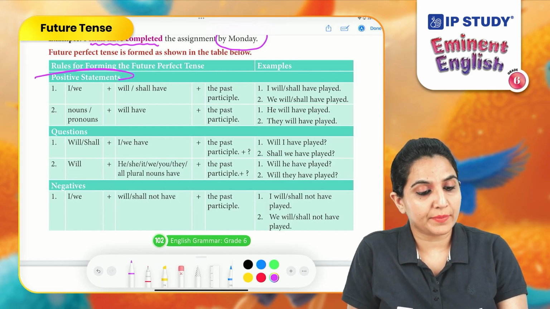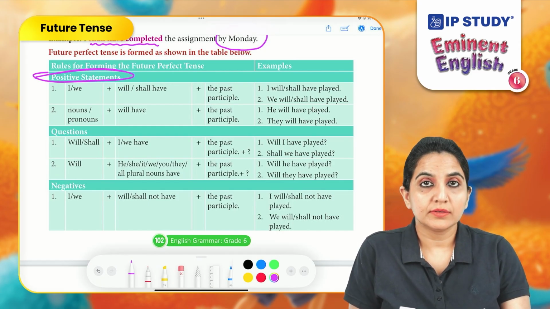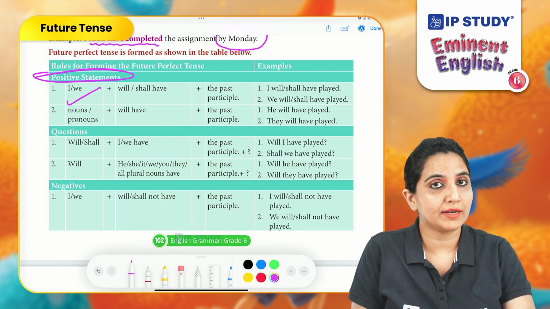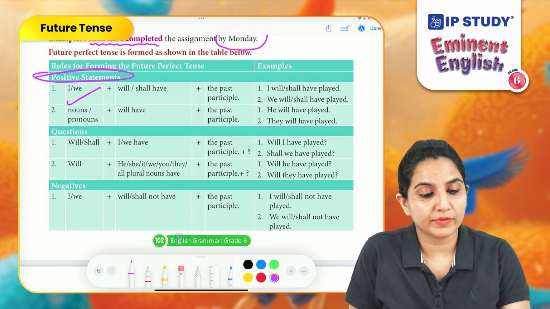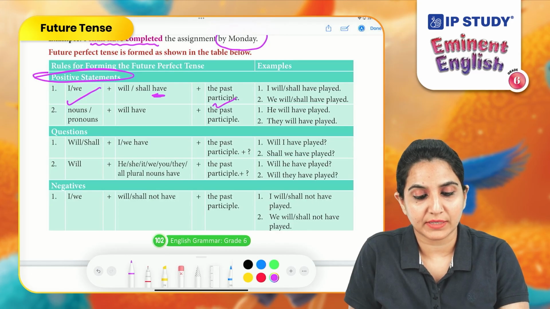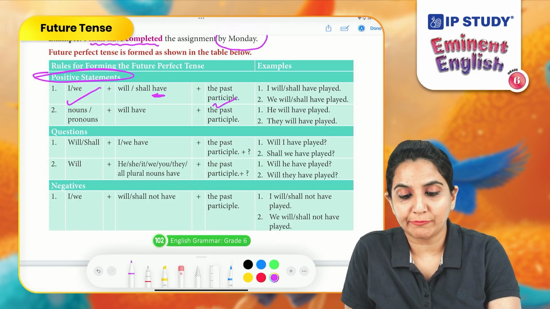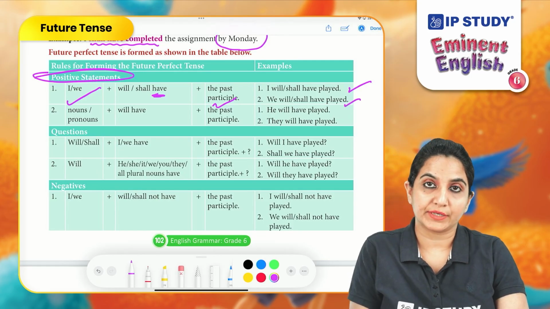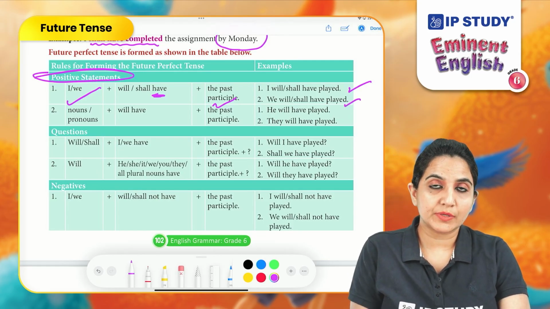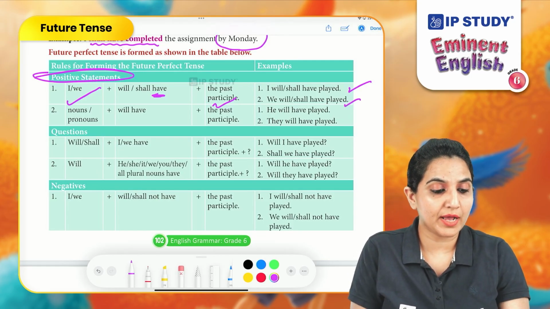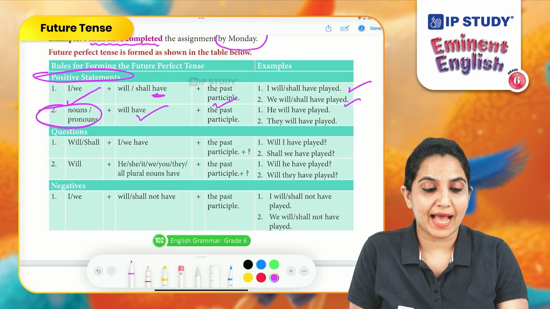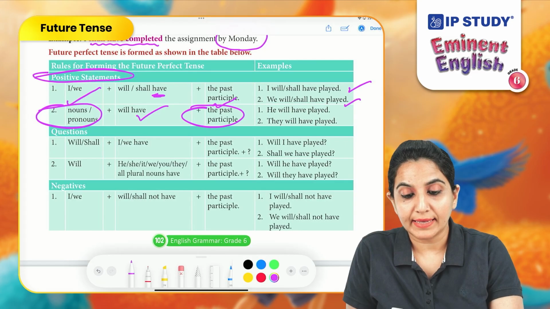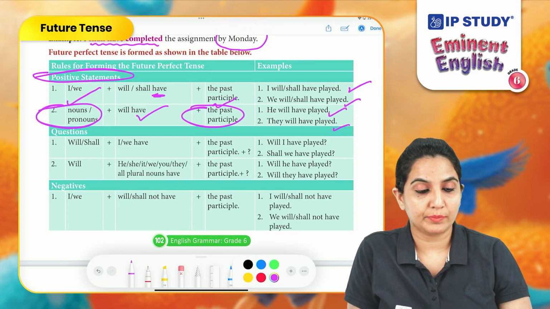For positive statements, with the first person, singular and plural pronouns, we use will or shall, both can be used, along with have and the past participle. I will have played, I shall have played. We will have played, we shall have played. With the second and third person, singular and plural pronouns, we use will have along with the past participle. For example, he will have played, they will have played.